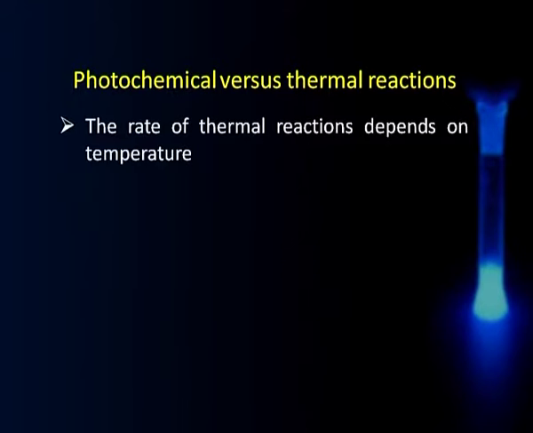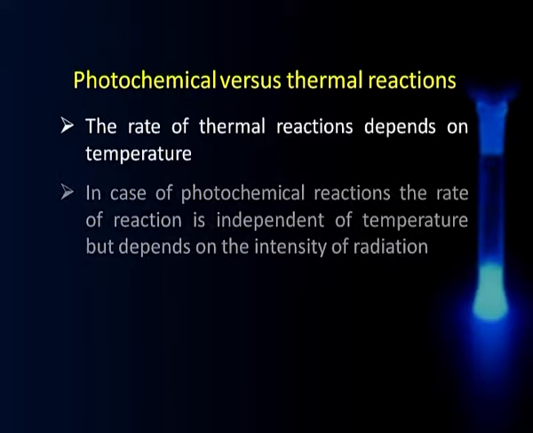Now, yet another point of differentiation: the rate of thermal reactions depends on temperature. If you increase the temperature, the rate increases. We all know that fairly well. Typically, for any chemical reaction, a 10 degree increase in temperature roughly doubles the rate of reaction. All of us are familiar with that. But as against these thermal reactions, in photochemical reactions the rate is normally independent of temperature, but it depends on the intensity of radiation. So, in this case it is not the temperature which is important, it is the intensity of radiation. We will see later on how that affects the rate of reaction.